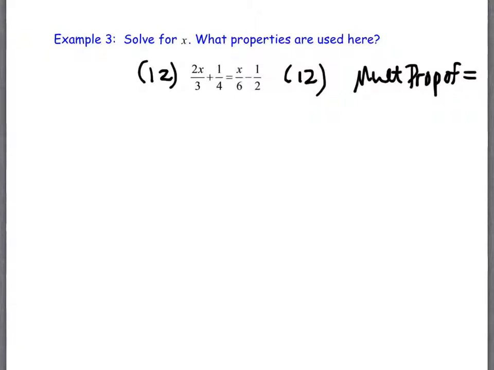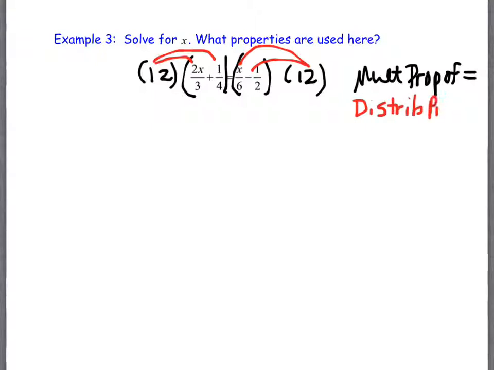Now, I'm going to use that 12 along with what property next? Very good. This will be the distributive property because I need that 12 to multiply every piece, don't I? So those red lines are representing that I'm using the distributive property of equality actually as well, since I'm working with an equation. All right, so what happens when I multiply 12 times 2/3?